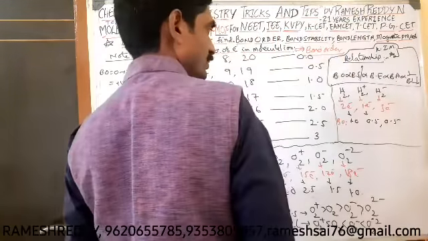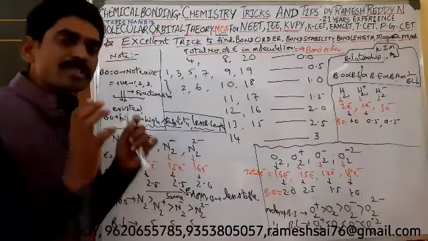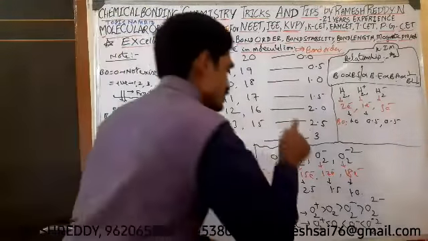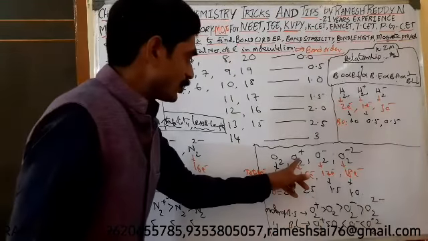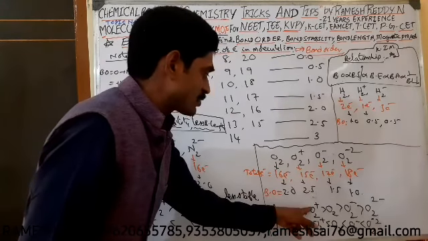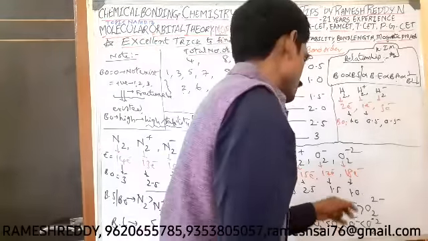Got it? Okay. So here, generally keep in mind, whenever a positive charge, a cation, is there, the bond strength is more, the bond order is more. Right. So see here, O2 plus and O2 2 minus. The cation has more bond strength, and the anion has less. Okay. This is O2 plus, O2 minus.